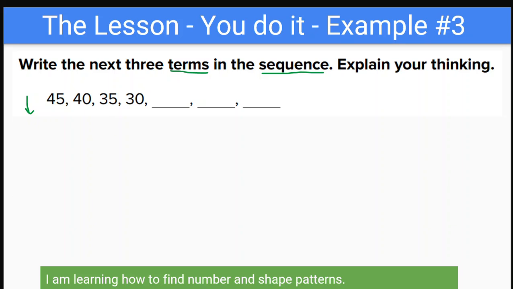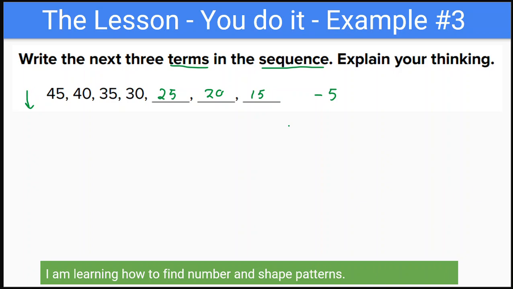All right, so we're at 30 right now. What do you think the next one's going to be? Right, 25. What's the next one going to be? Right, 20. What's the next one going to be? Right, 15. What is the rule? It doesn't ask you, but what is the rule? Right, the rule is take away 5 or subtract 5 each time, okay? And the pattern will just continue until you hit 0, I guess, right? Kids, you're learning how to find the number and shape patterns, okay?